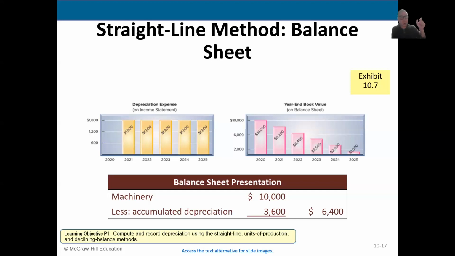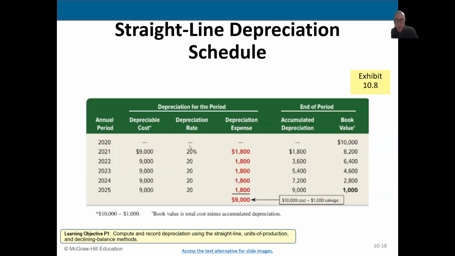So on the balance sheet, we record the cost at $10,000. We have accumulated depreciation, the contra account on the balance sheet. It accumulates every year until it reaches the $9,000 at the end of year 5. That's what this shows. And to show you what it looks like on the chart, all the way to the end of its useful life, the depreciable cost is $9,000, depreciation rate's 20%.